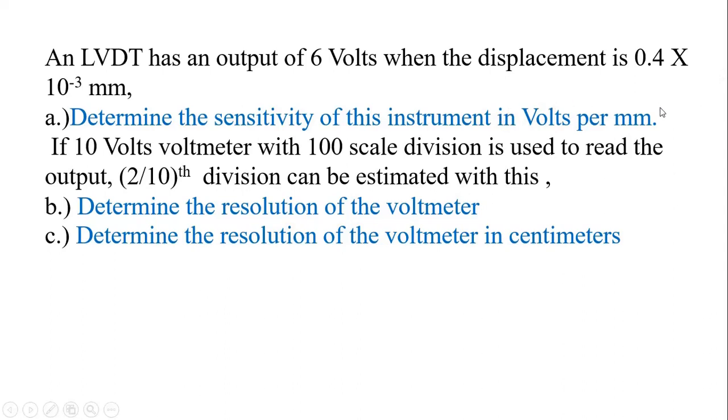Even if they don't give you this term, the sensitivity will be the ratio of voltage per mm. But here they have made the problem very simple so that you should not make any mistake. Hence this is the output and this is the input. Directly put the values: output 6 volts and input 0.4 into 10 to the minus 3 mm. Then what will be the answer? We will just see.